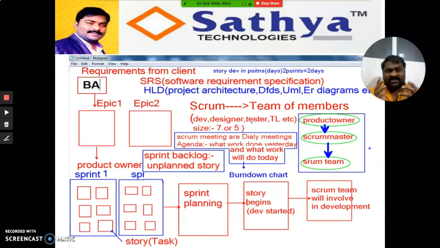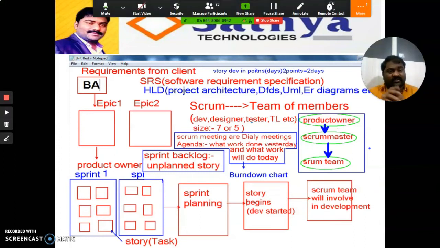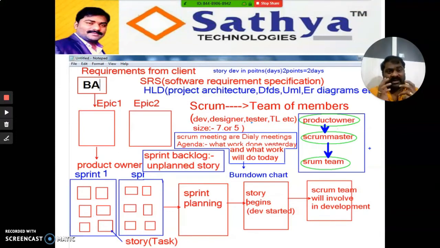For example, construction of the pillar. Without construction of the pillar, we cannot construct the walls, right? So construction of the pillar is sprint 1. Construction of the slab is sprint 2. Construction of the floor, sprint 4. Construction of the wall, sprint 3, something like that. So the total construction of the building is our project.